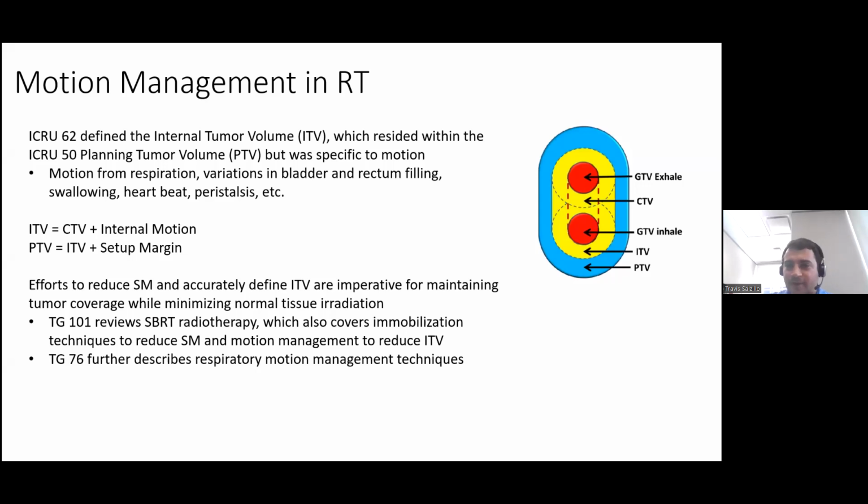So there are a few task groups that go into this. TG 101 talks about SBRT treatments, and that's where setup margins and setup errors become very important. And then AAPM's TG 76 talks about actually managing motion, especially respiratory motion in radiation therapy. And that deals more with defining your ITV, your internal target volume.